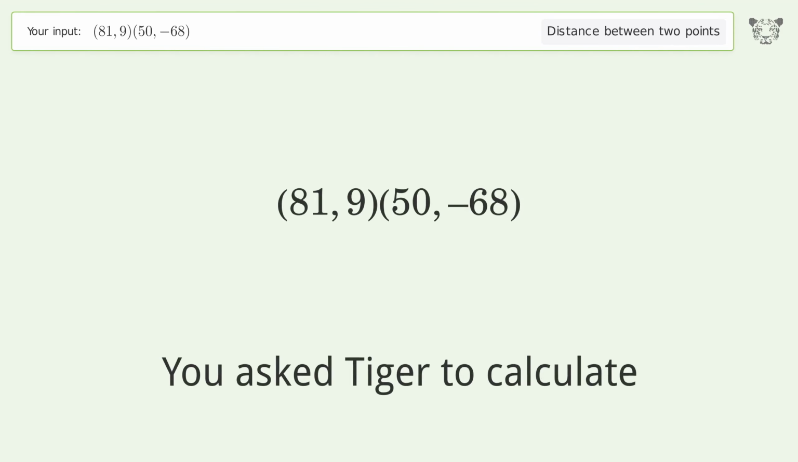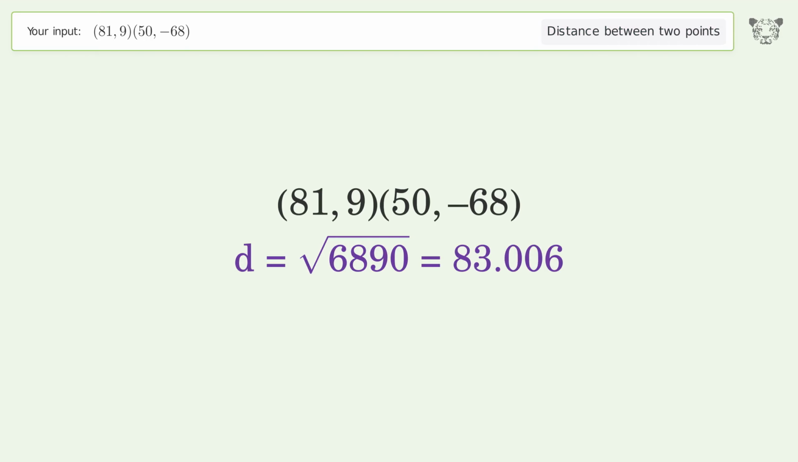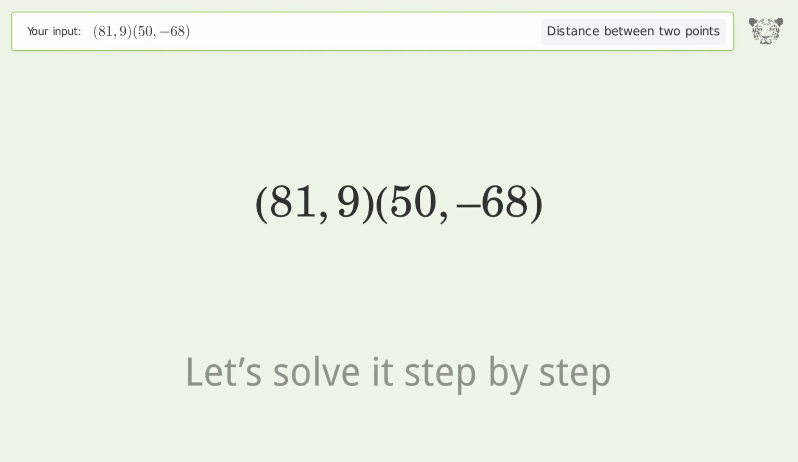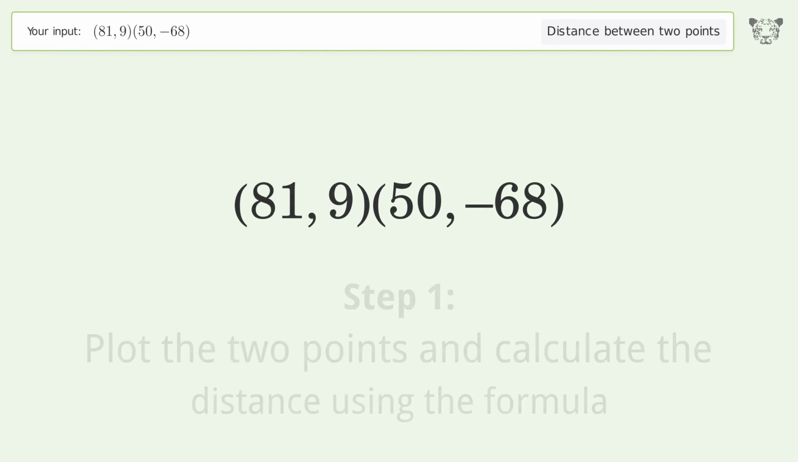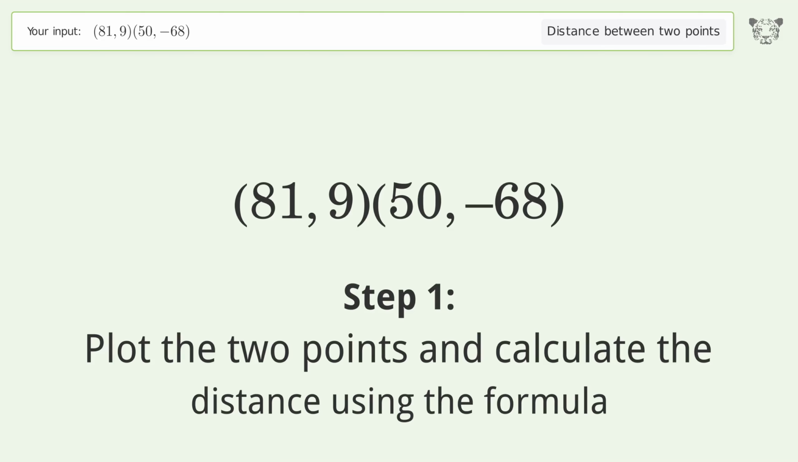You ask Tiger to calculate. This deals with the distance between 2 points. The distance between the 2 points is the square root of 6,890, or 83.006. Let's solve it step by step. Plot the 2 points and calculate the distance using the formula.